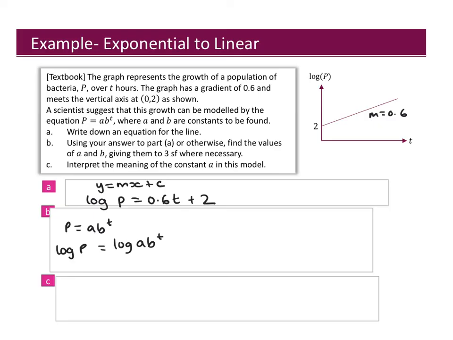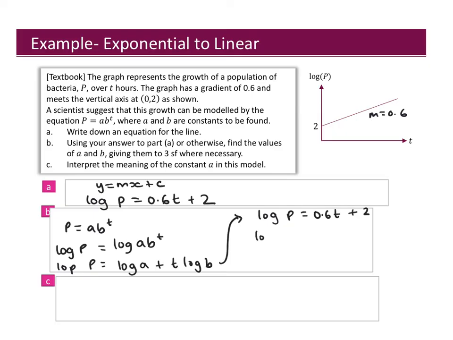Again, we can rearrange this. A multiplied by B is log of A plus log of B. So log of P equals, are you happy if I go straight to this step? Log A plus T log B. Can you see? Because it was B to the power of T, but obviously using log rules, we need to be a bit more confident with skipping these steps. Okay, now we compare. We got log P equals 0.6T plus 2.